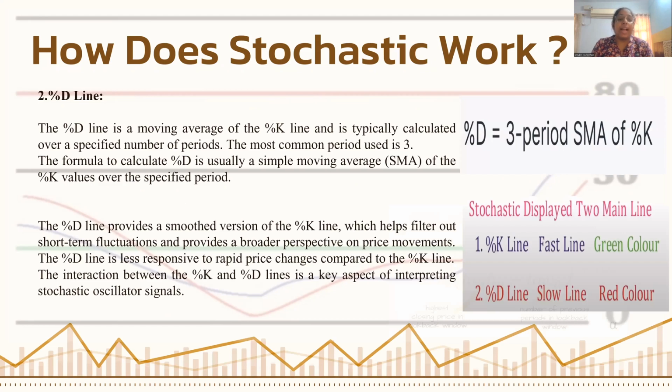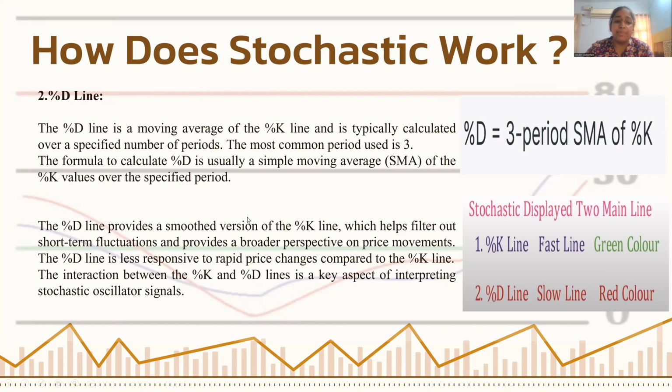The second important line is the %D line. The %D line is the moving average of the %K line and it is typically calculated over a specific number of periods. The most common period used is 3. The formula to calculate %D is usually the moving average of the %K values over a specific period. Here is the formula to calculate the %D line.